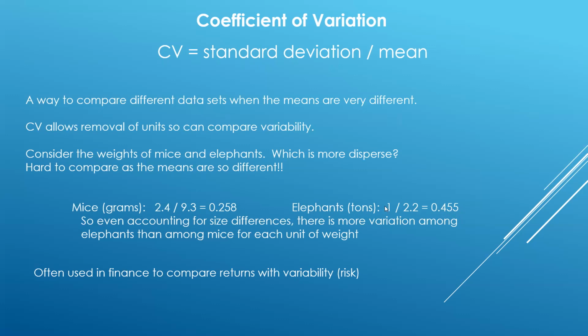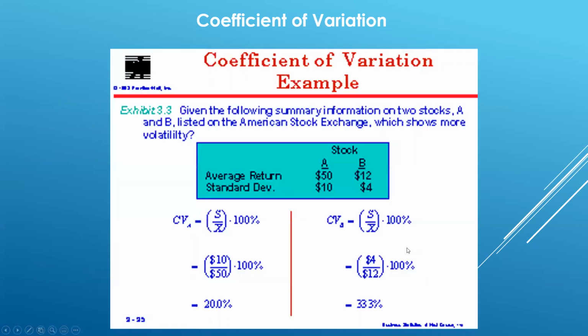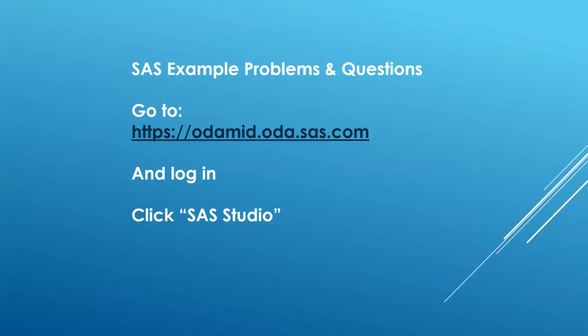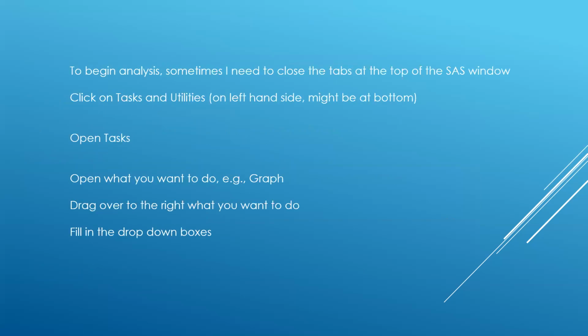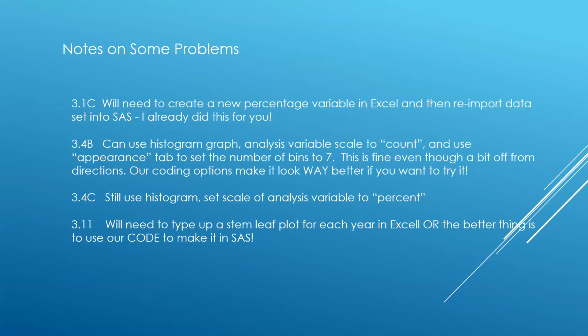So the elephants are more spread out, right? It's a bigger percentage. That's basically what the coefficient of variation does: it allows us to compare apples and oranges, to compare two different groups of data that are on different units of measure, so to speak. And that's pretty much it for the stats this week.